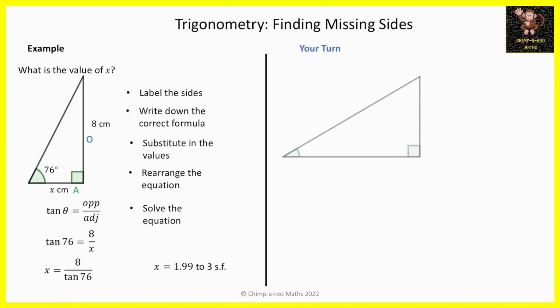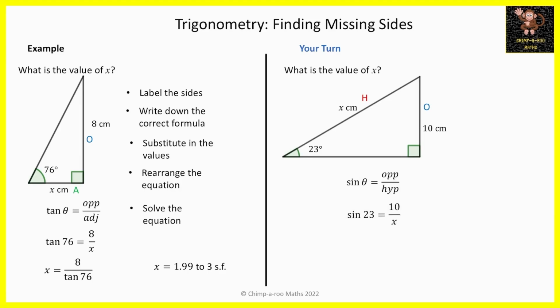Okay, so your turn now. Here is another one. See if you can do it, pause the video and then come back and check your answer. Okay, so here we are, it's O and H this time. So that one is sine theta, opposite divided by hypotenuse. Let's pop in the values. So sine 23 is 10 divided by x.